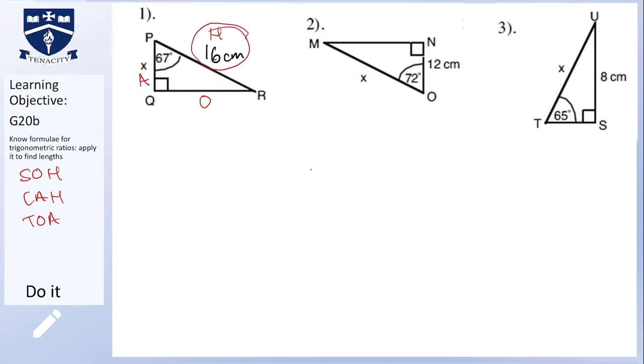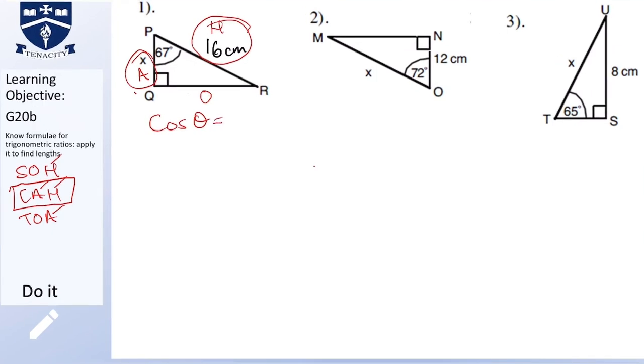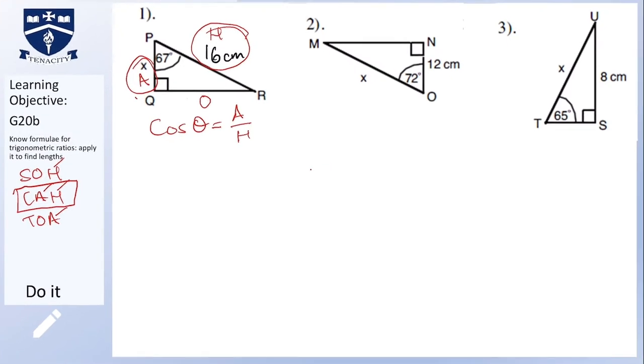I've got the 16 centimeter side and I have the x. So what I'm going to do is tick all of the ones that involve A's and H's. So there's an H, there's an H, there's an A, there's an A. The one that has two ticks is the one we are going to use. So I'm going to do cos of the angle, and that is equal to adjacent over hypotenuse.